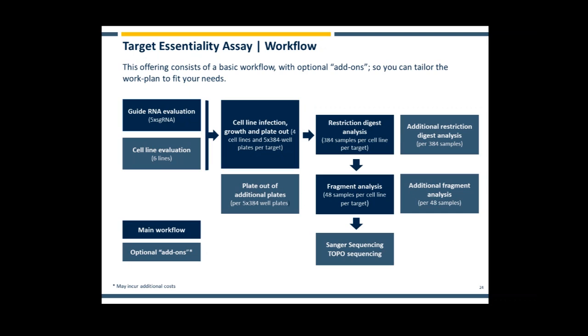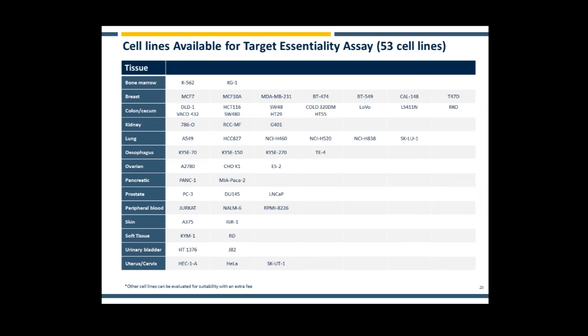So for a cell line that single cell dilutes well and grows at an average rate, we'd expect the standard workflow to actually take about 4 months. And also, here's the list of cell lines that we've pre-evaluated for use in this assay. However, it's possible to evaluate cell lines not on this list for suitability.